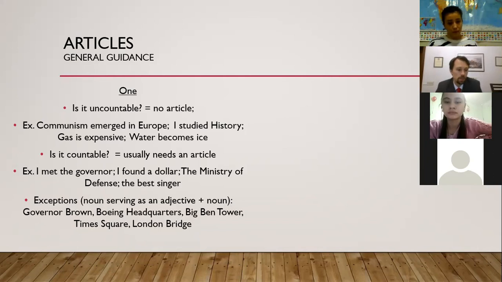Exceptions. If you have a noun which is serving as an adjective plus a noun. So let's see here: Governor Brown, Boeing headquarters, Big Ben Tower, Times Square, London Bridge. Even though these things can be countable, bridges, squares, governors, headquarters, towers, those are all countable, when you have something that modifies it, Brown, Boeing, Big Ben, Times, London, these are nouns which become adjectives. Then you have no article.